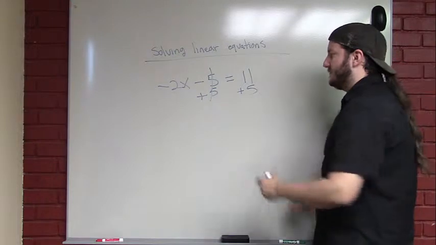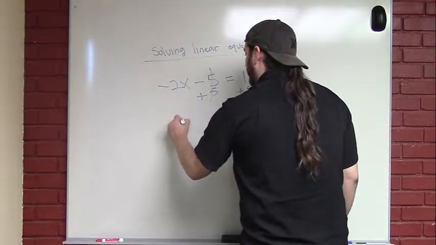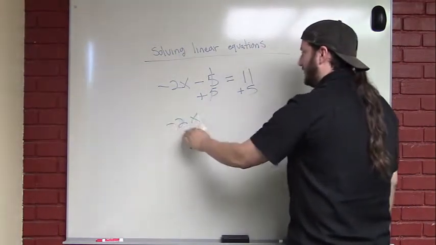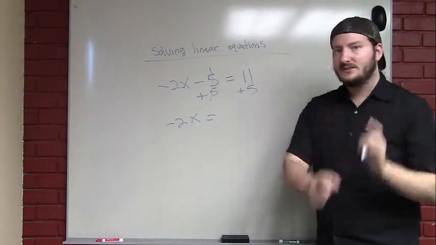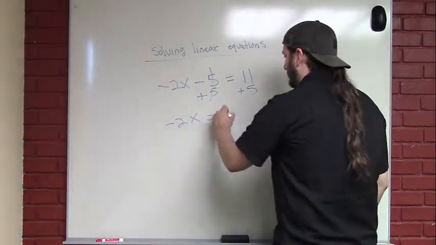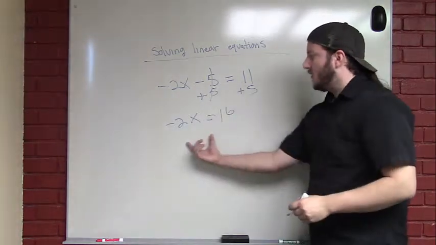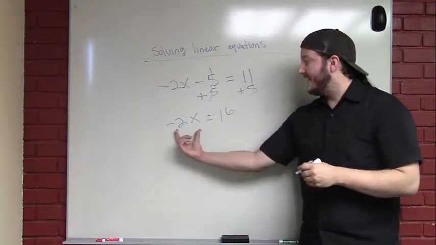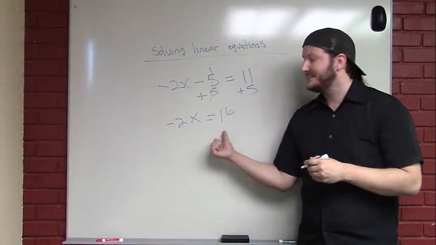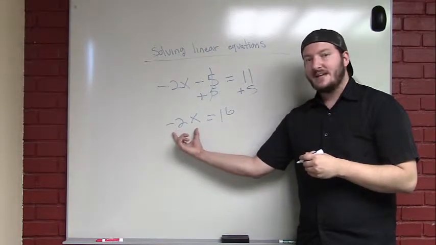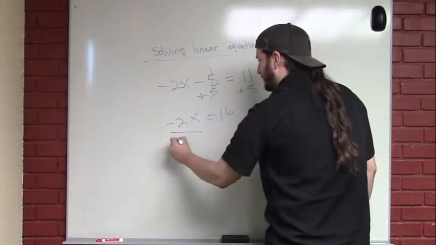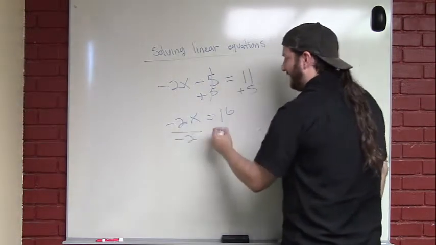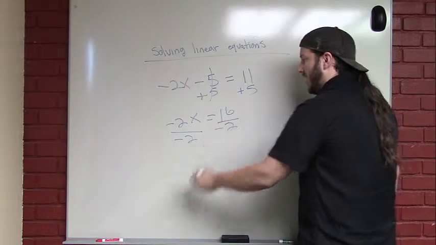So we have this 11 plus 5 here. So we have negative 2x left over here equals 11 plus 5 is 16. Okay? Boom, 16. Now, what do we do now? We have negative 2x equals 16. Again, when these guys are together like this, you just divide out that constant there. So you're going to divide by a negative 2 on both sides.